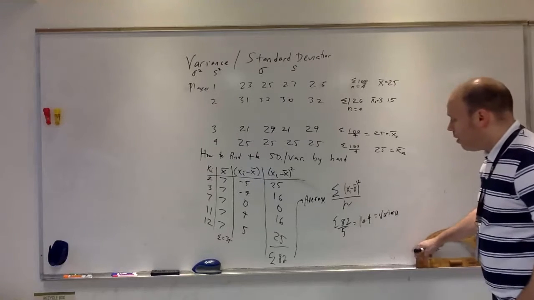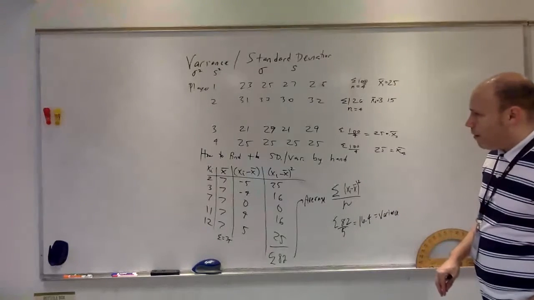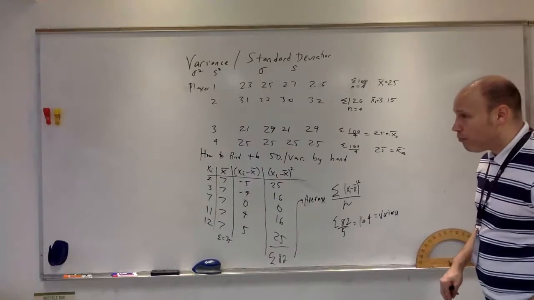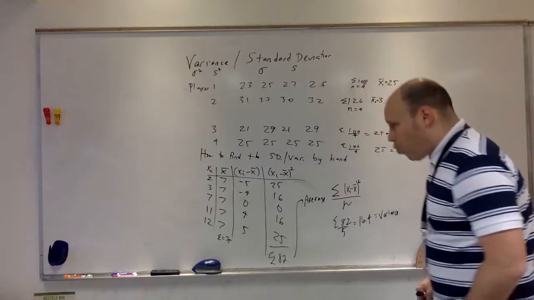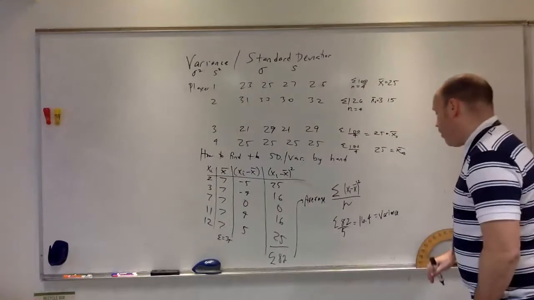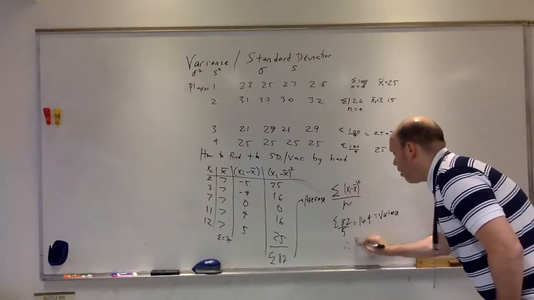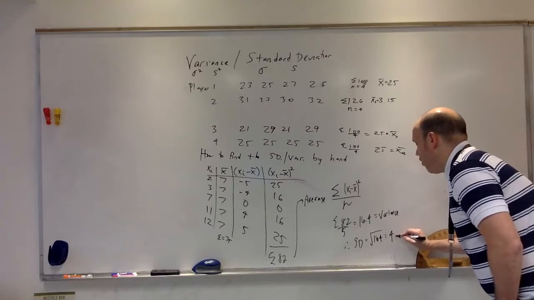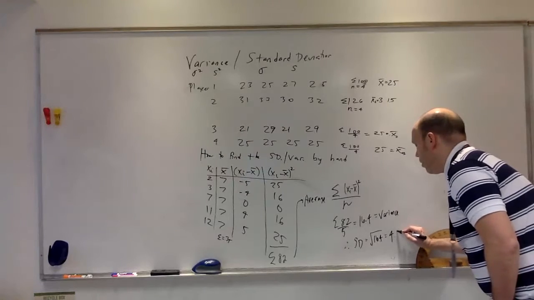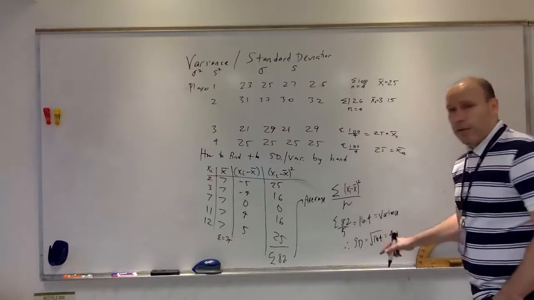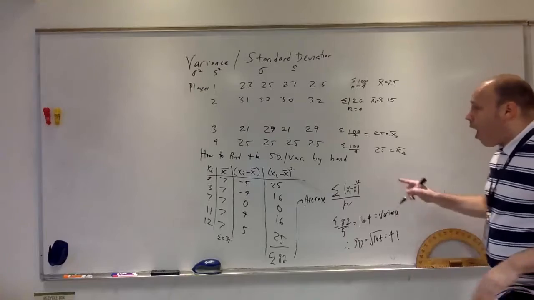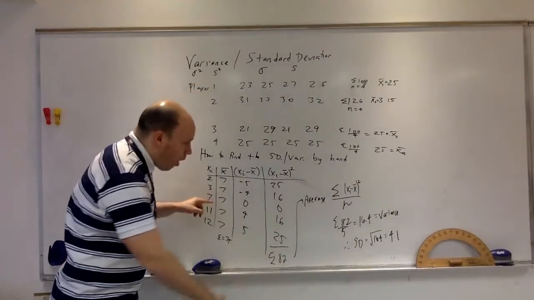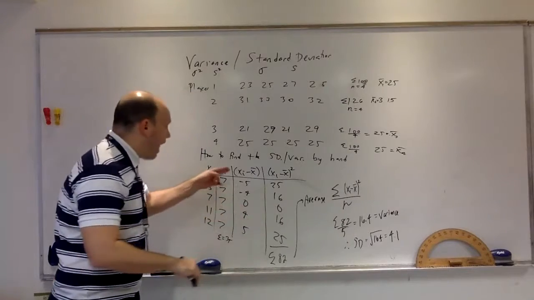Square root of 16.4. The square root of 16.4 is 4.04969. And therefore the standard deviation is 4.1. On average, the scores are 4.1 units away from the center.